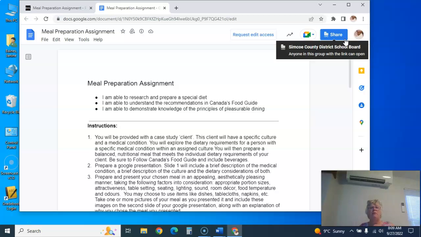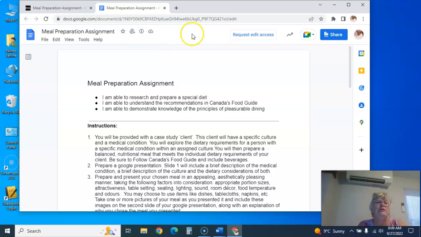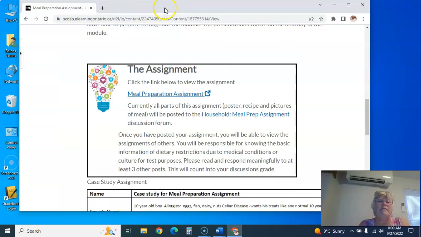So you have to cook anyway or provide a meal for your family, and it's an excellent way to do that. And then once you're viewing other people's with the recipes there, you may want to snag some of those recipes and keep them for yourself. So that is the assignment.